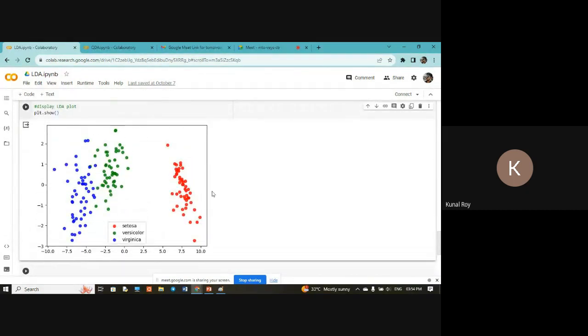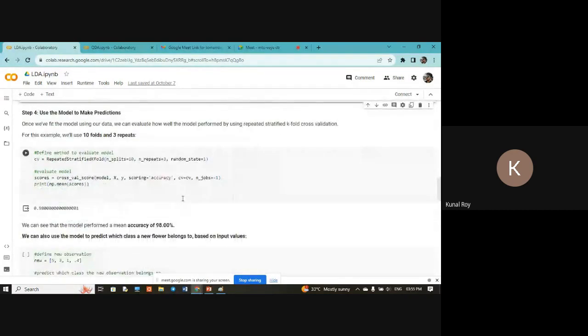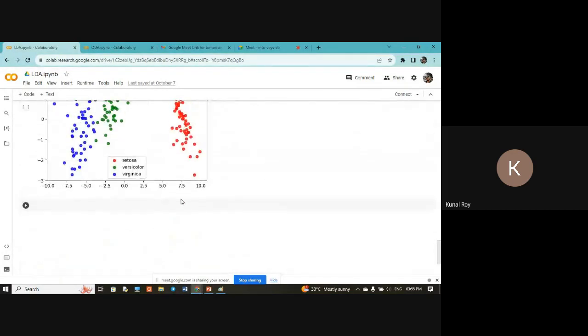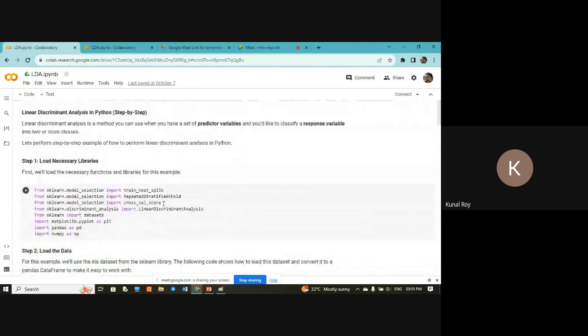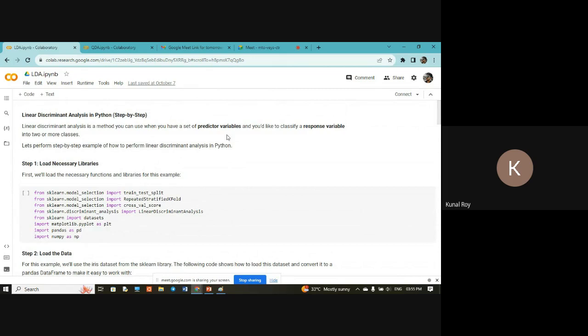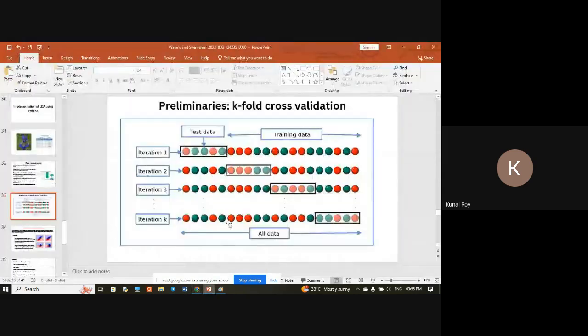So this is a normal classification. As we know there are three classes, so we must have a discriminant function for this. Here the discriminant function has four independent variables: sepal length, sepal width, petal length and petal width. So we can observe what type of flower species it is using an LDA approach. This is a complete implementation in Python.